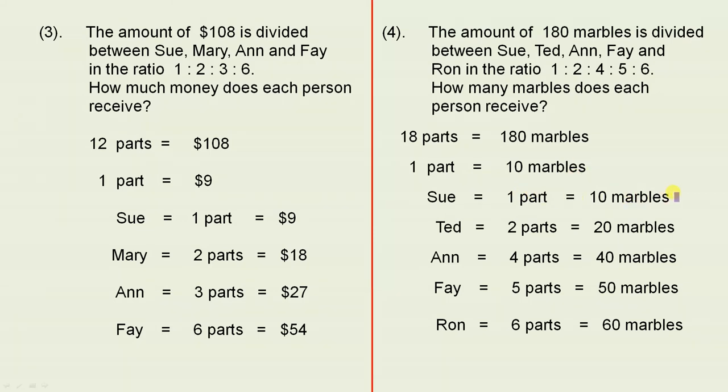Sue receives 1 part, 10 marbles. Ted receives 2 parts, 20 marbles. Anne receives 4 parts, 40 marbles. Faye receives 5 parts, 50 marbles. And Ron receives 6 parts, 60 marbles.